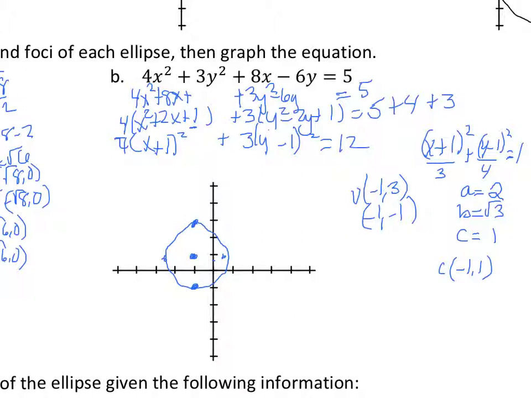Okay. And then our foci, we go in the vertical direction, up 1, down 1. So now the coordinates of our foci are (-1, 2) and (-1, 0). And there we go. So again, the closer A and B get, the more circle-ish it looks.